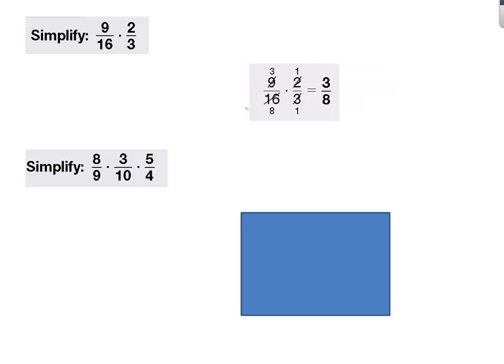In our first problem, you can pair up your 3 and your 9, which cancels it down to 1 and 3, and we'll pair up our 2 and our 16, which gives us 1 and 8. And then we just multiply across, and we get 3/8.